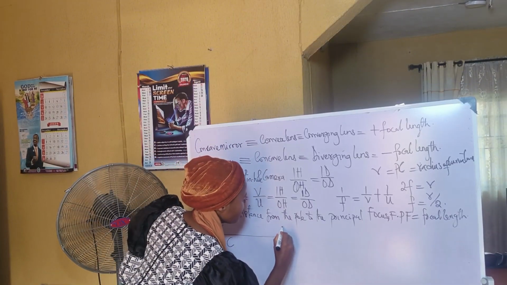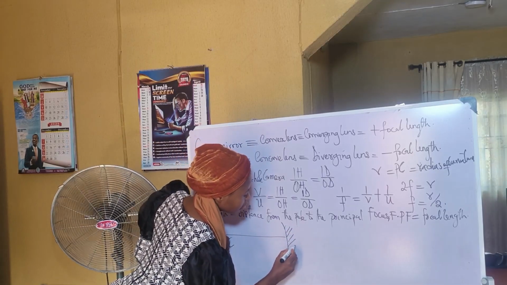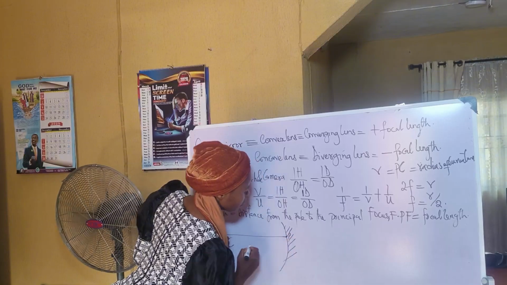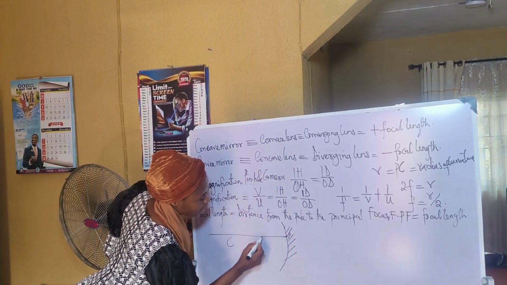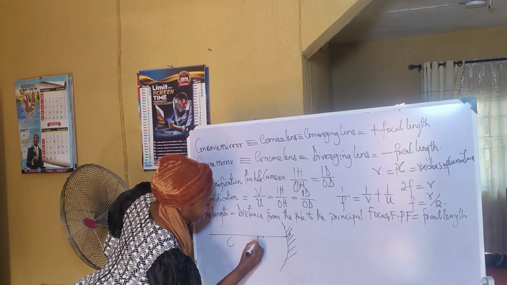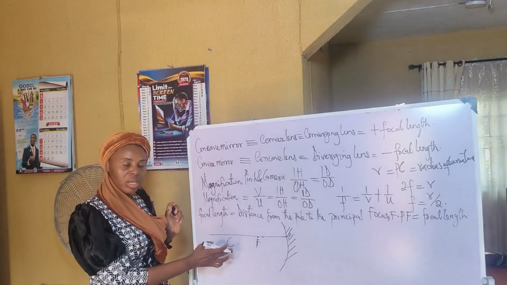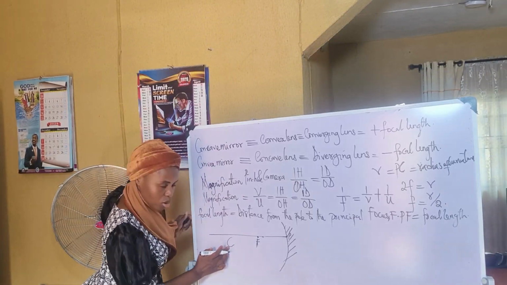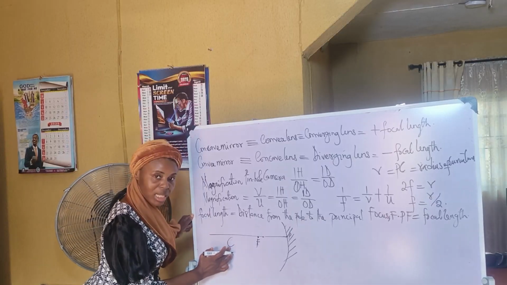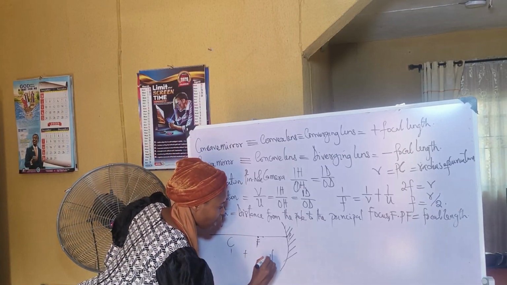Let's say this is my mirror. This here is my pole, P. Then let's say I measure from here to here as my F. Is that my focal length? From here to here, it's also the same. If here is 10 cm, from here to here is 10 cm. That's what I was saying, that we have F and we have another F.